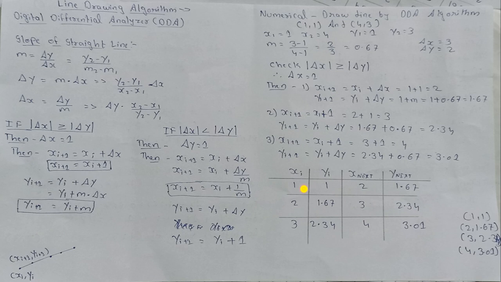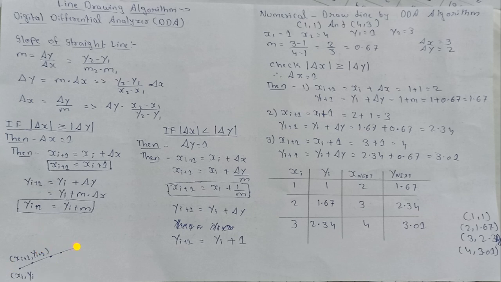Don't be confused. So this is the line graph. Those who have seen my previous videos know this. This is the first point, this is the end point. In between, the line's points will be there, and going through these points only we are going to reach the end point. So this is the 1 comma 1, this is the 2 comma 1.67, 3 comma 2.34, and this is the 4 comma 3.0. This is the end point, not this. I have shown it like this only for a rough idea.